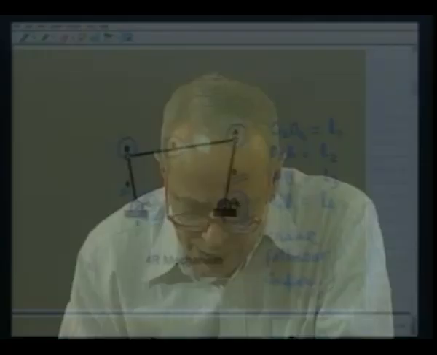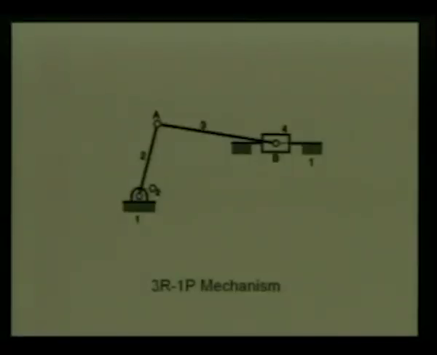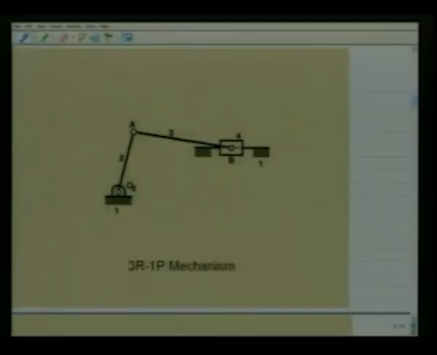Let us now consider a 4R planar mechanism where one of these kinematic pairs, say at B, goes to infinity along a vertical direction. Consequently, that kinematic pair is converted to a prismatic pair, and what we get is a 3 revolute 1 prismatic pair mechanism, referred to as a 3R1P mechanism. So we get a 3R1P mechanism where there are 3 revolute pairs at O2, A and B, and the kinematic pair between link 4 and link 1 is a prismatic pair.